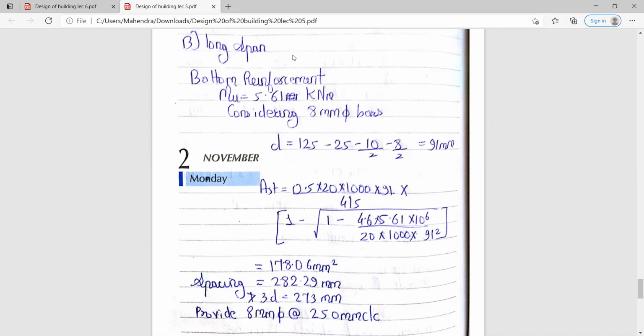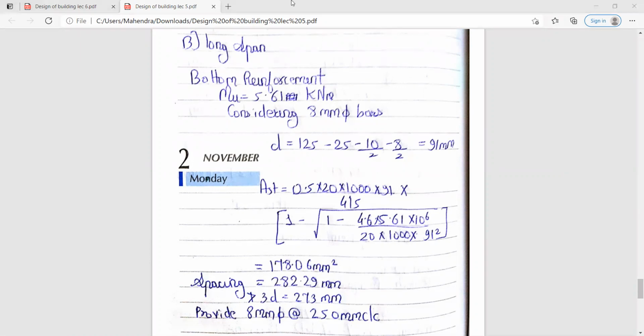So how much spacing do you get? 282.29 mm. And again it should not be greater than 3D. If you calculate 3D, you get a value of 273 mm. So you need to provide 8 mm phi at the rate of 250 mm center to center for the long span. Is it understood up till here?